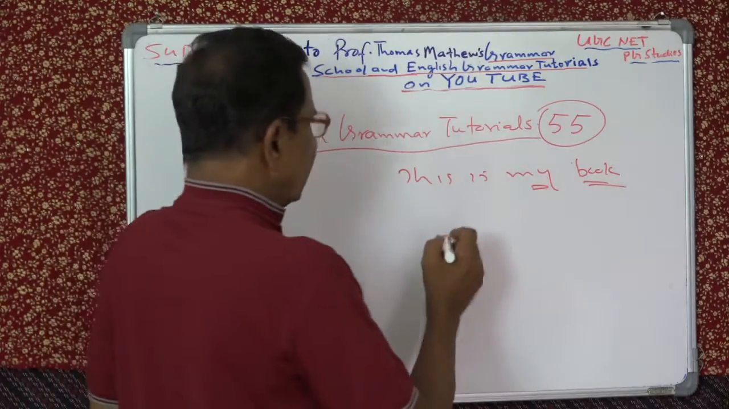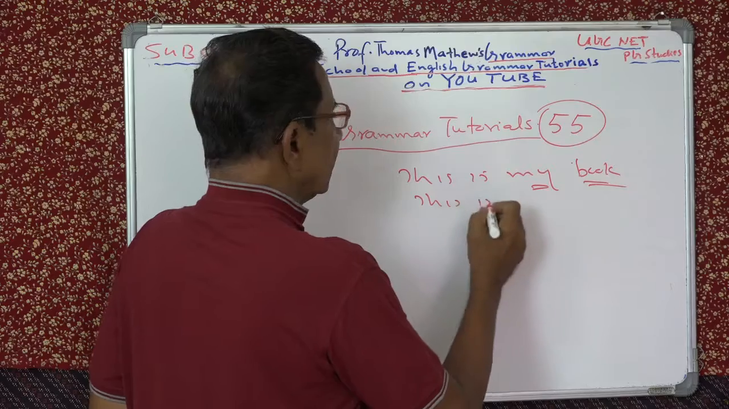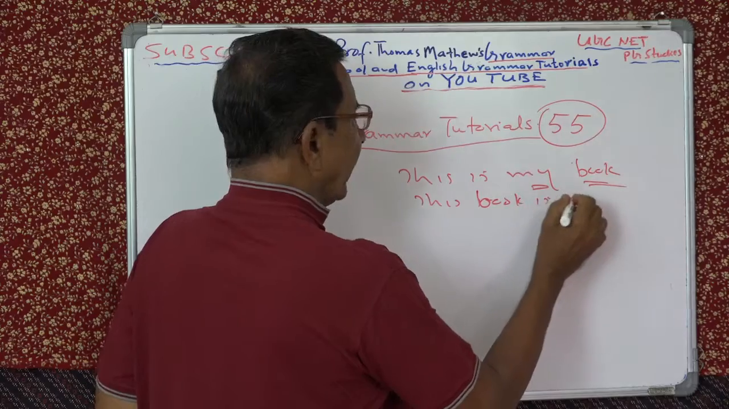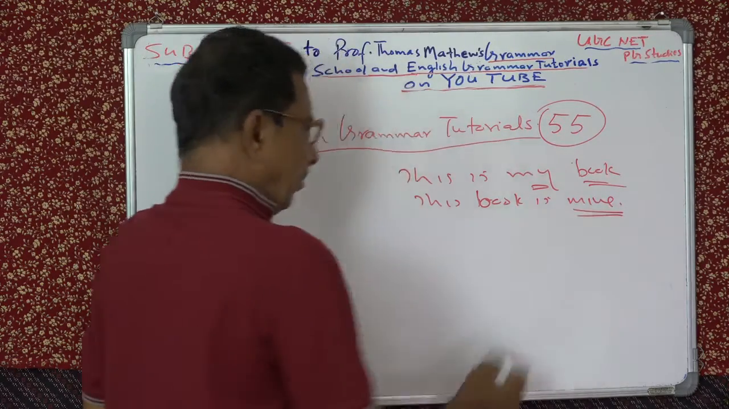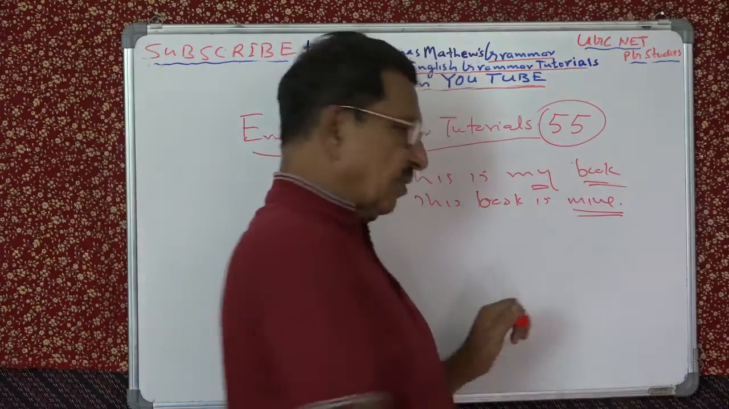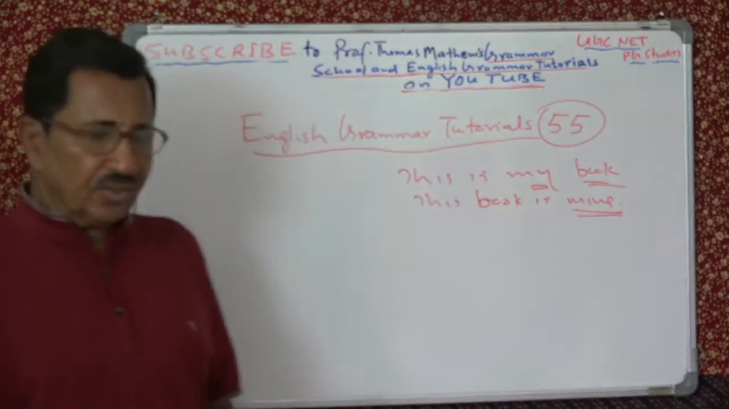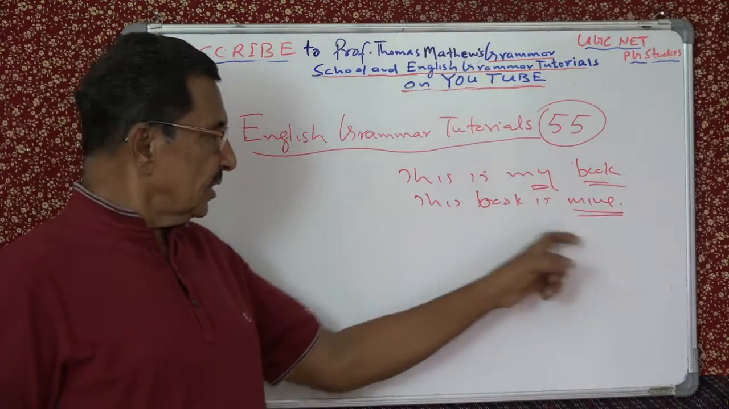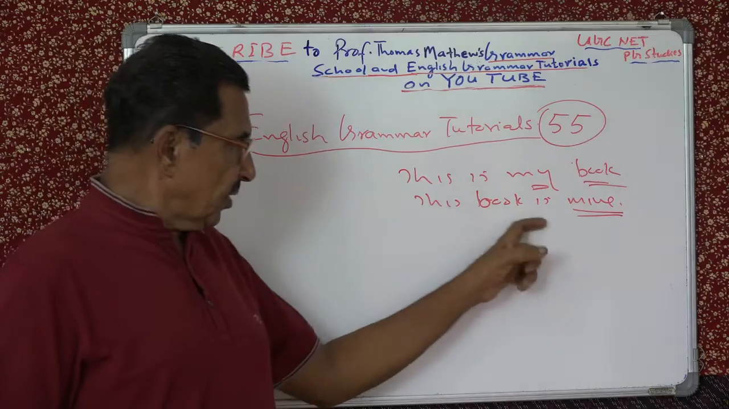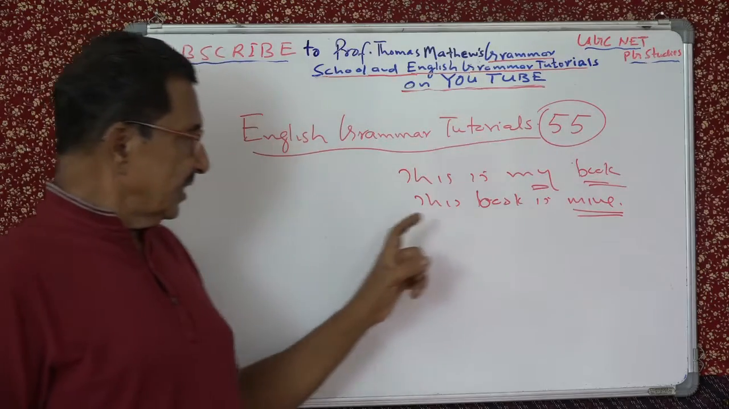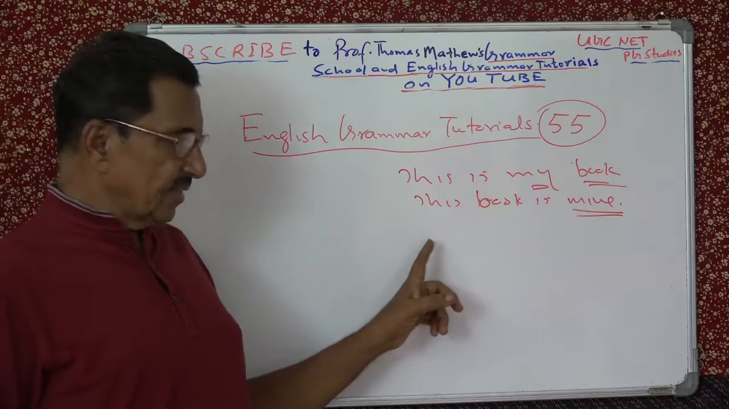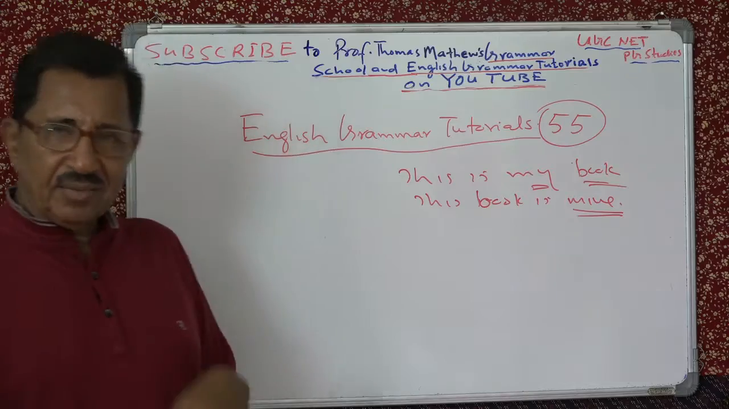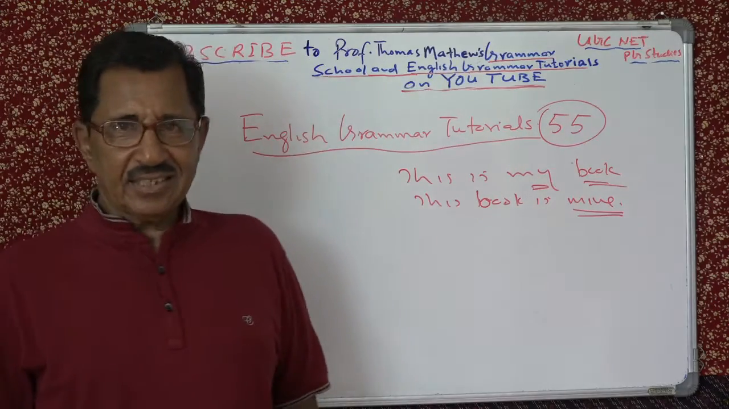Then the second one we have seen: this book is mine. So that is a possessive pronoun, nothing follows, right? Okay, very good. So you have this is your book, this book is yours, this is our book, this book is ours, this is his book, this book is his, this is her book, this book is hers.